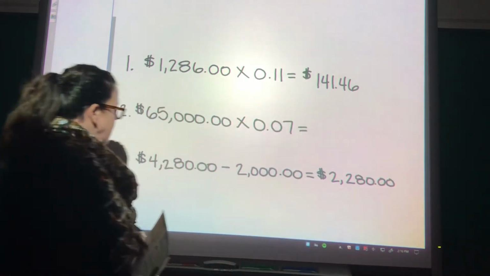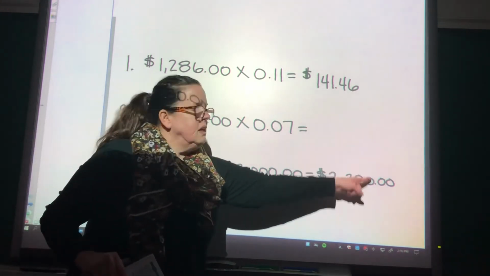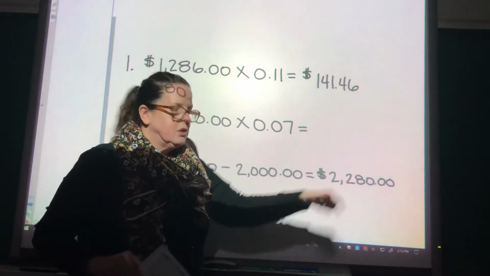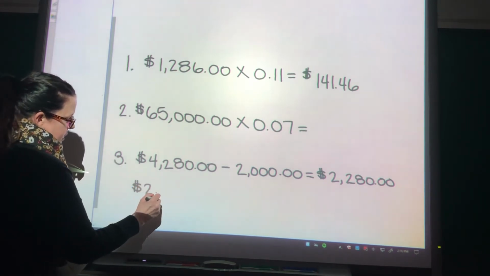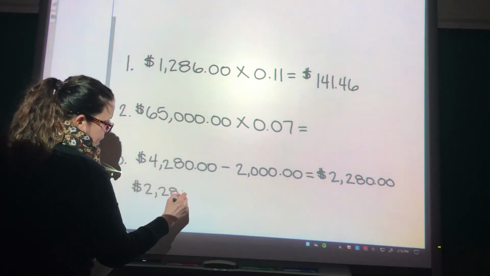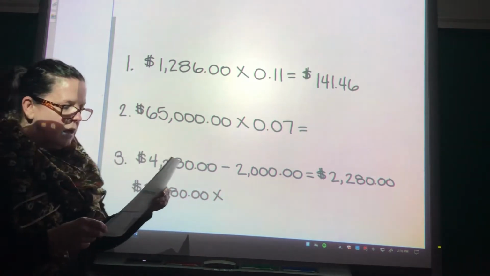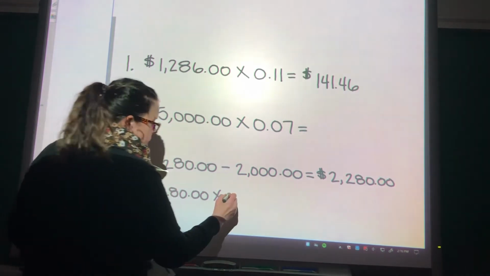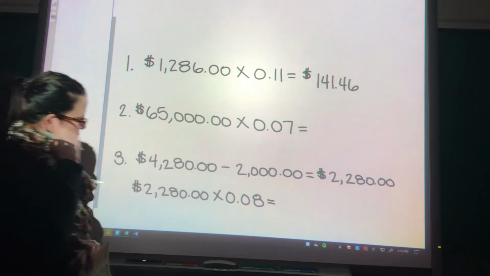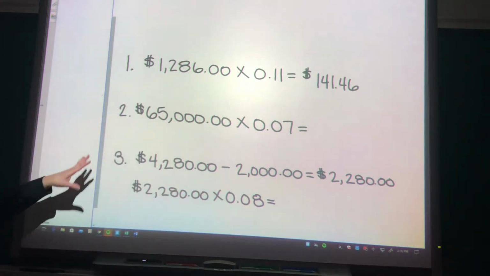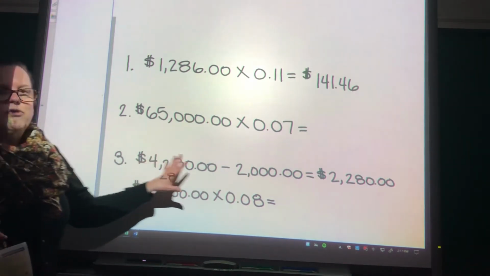Okay, so we had to take away the first $2,000. So she is only getting the commission on this much. So now we're going to take that amount, the $2,280, and we're going to times it by her rate of commission, which was 8%. And 8% as a decimal is 0.08. And I'm going to let you finish that one. So here, that was a little different. We had to take away that $2,000 first.